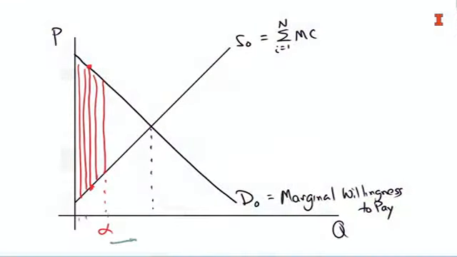As we push to the right, each one of these outputs is generating a value to consumers, the final users, in excess of the resources burned up. Remember, that's what marginal cost tells us.